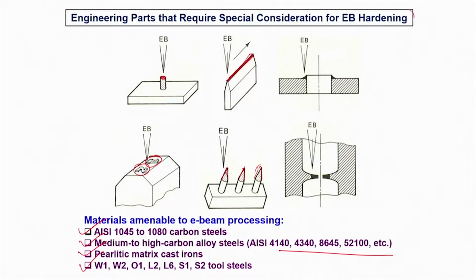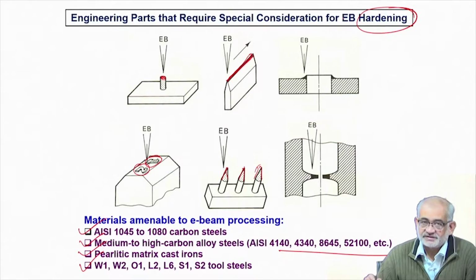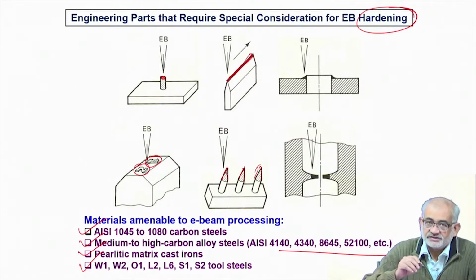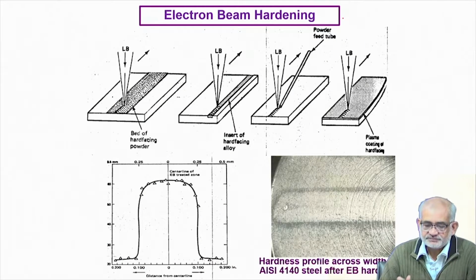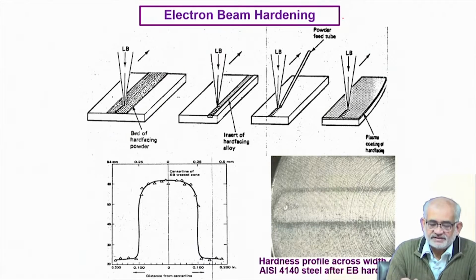So the term hardening here does not necessarily mean only phase transition, what we generally are used to, of austenite converted to martensite. This also means creation of a hardened layer onto the surface, including by way of cladding. So these are the processes.